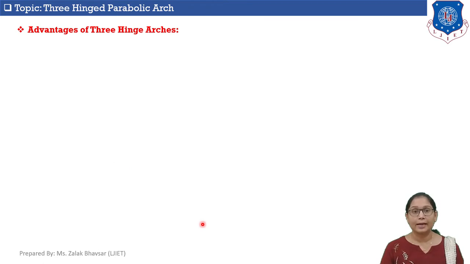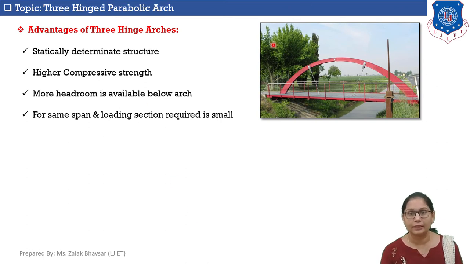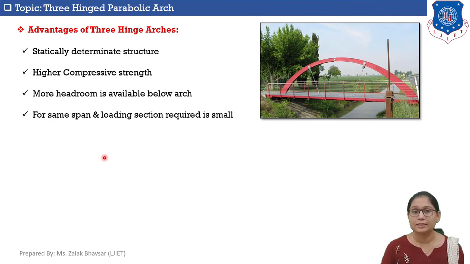Now, let's discuss advantages of three hinge arches. Here in the picture, you can see the three hinge type of parabolic arch. The first advantage of this kind of arch is that it is a statically determinate structure. That's why it is easy to analyze. The second advantage is that it has higher compressive strength. It also provides more headroom below the arch. And the last advantage is that for the same span and loading, the section required is small. So these are the advantages of a three hinge arch.